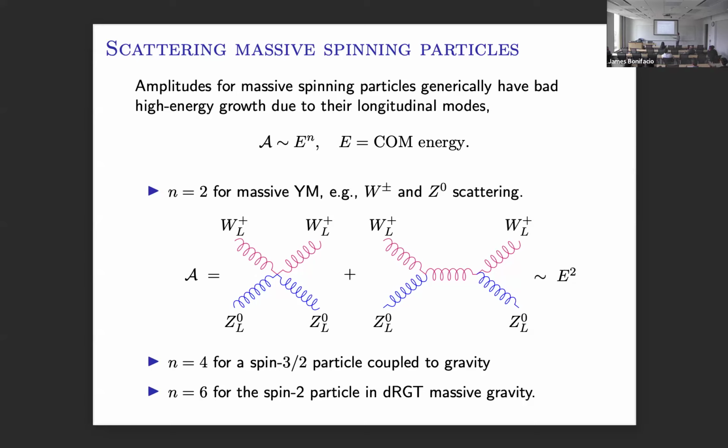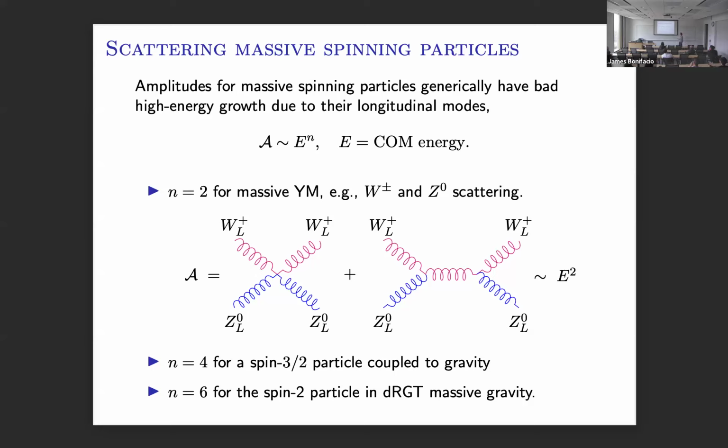So for example, you have massive Yang-Mills theory, the W and Z bosons in the standard model, and you scatter them without any other states, and this amplitude goes like the square of the center of mass energy. So this exponent n is equal to 2. If you increase the spin a little bit and consider massive spin 3/2 particles... This is without the Higgs? Not Higgs, yeah. Then this problem goes away, right? Exactly. Yeah, so this is without the Higgs, you have this bad growth, which is one reason why they had to discover something like the Higgs to fix this problem.